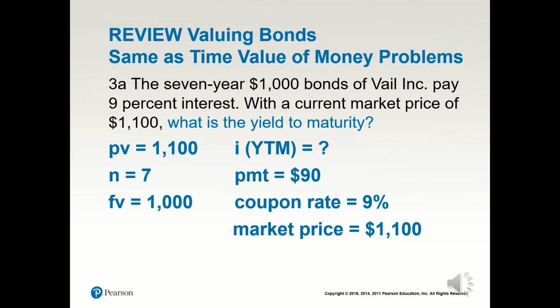Here we have all of our components identified. In this problem, our market price, the $1,100, and the present value are identified by the same number, but that won't always be the case. The coupon rate is also identified as 9% and is used to calculate the payment, which is the face value of $1,000 times the coupon rate of 9%. This bond pays interest annually at $90 a year.